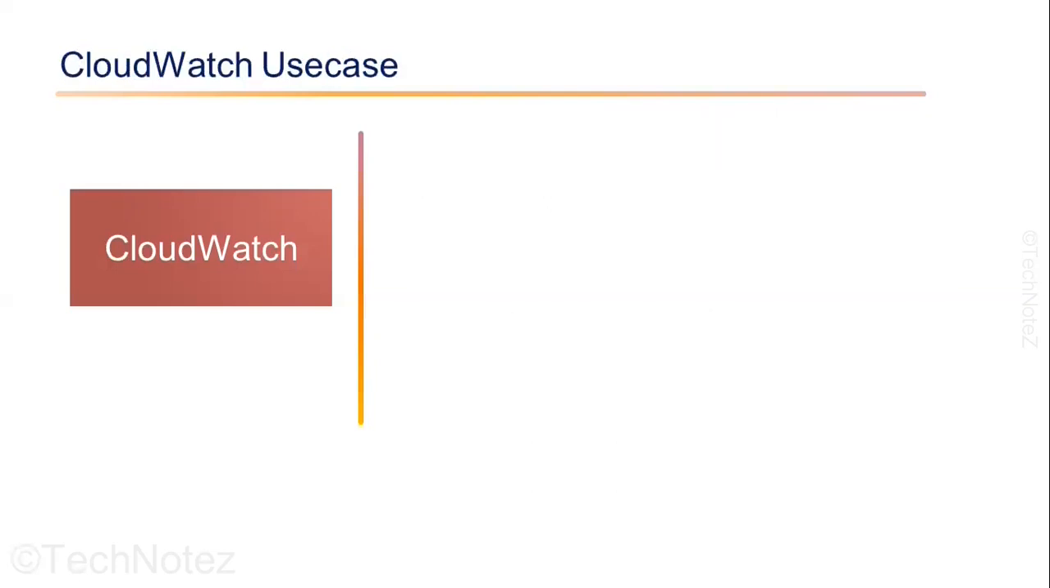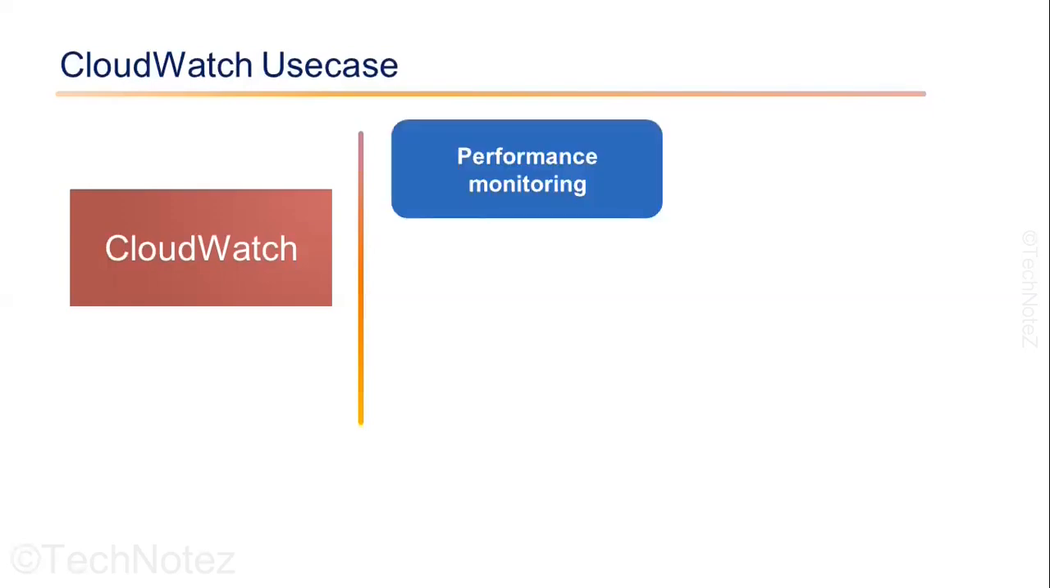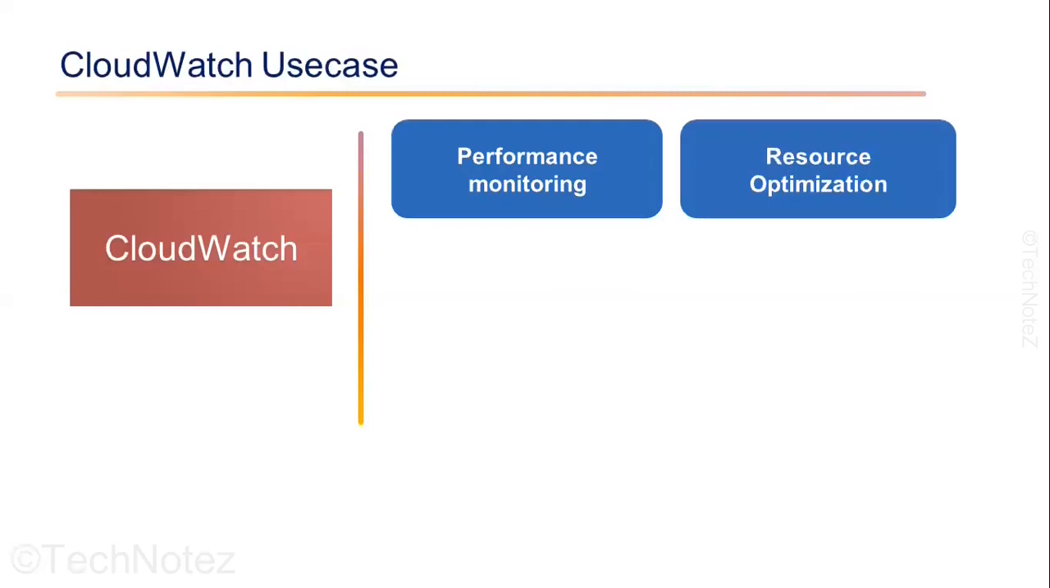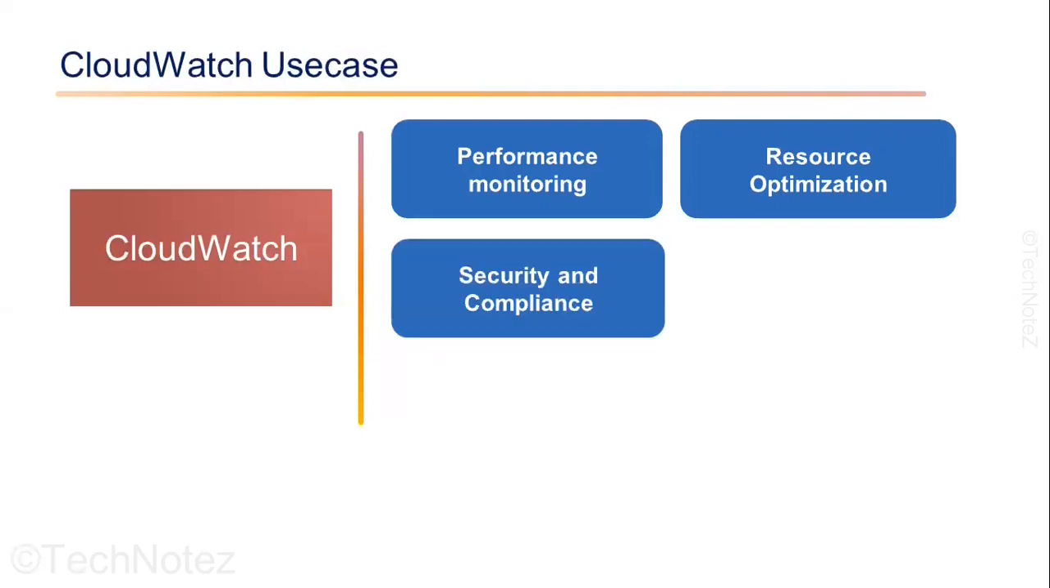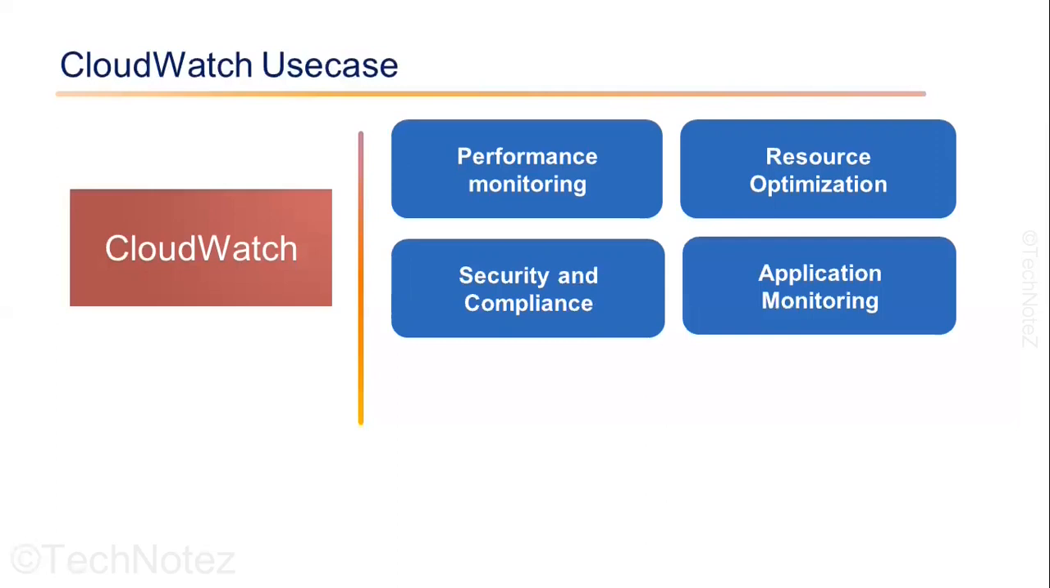CloudWatch brings lots of benefits for the users, and there are different use cases supported by CloudWatch, like performance monitoring. CloudWatch monitors the performance of your AWS resources and applications to identify and troubleshoot issues. Resource optimization. You can identify opportunities to optimize resource utilization and reduce the cost. Security and compliance. You can easily detect and respond to security events and ensure compliance with regulatory requirements. Application monitoring. You can monitor the health and availability of your applications running on the AWS infrastructure.